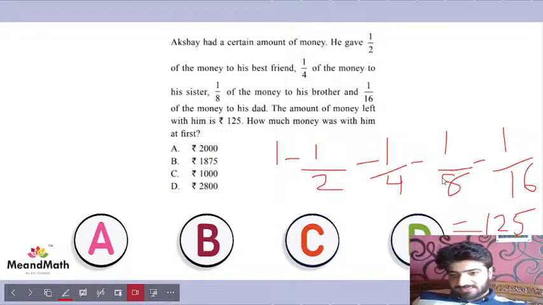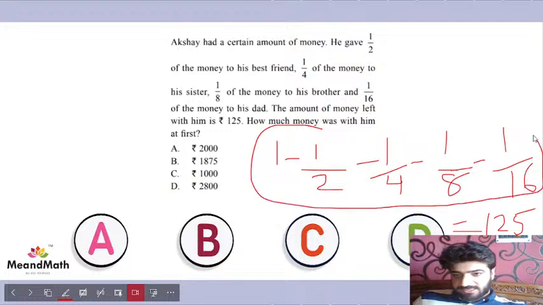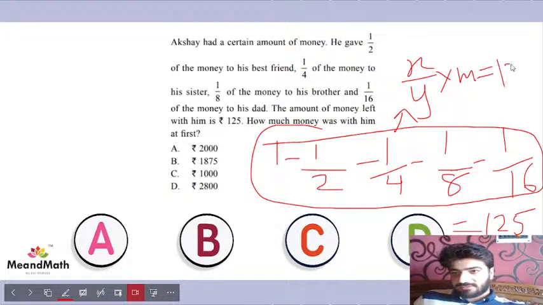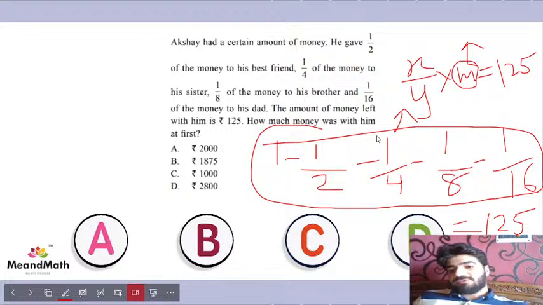So find this fraction, whatever this fraction is. Whatever this fraction comes out to be, this 1 minus 1/2 minus 1/4 minus 1/8 minus 1/16, let me imagine that is x by y, that fraction multiplied by the money is 125. So you will be able to find the money. You have to just find this x by y.